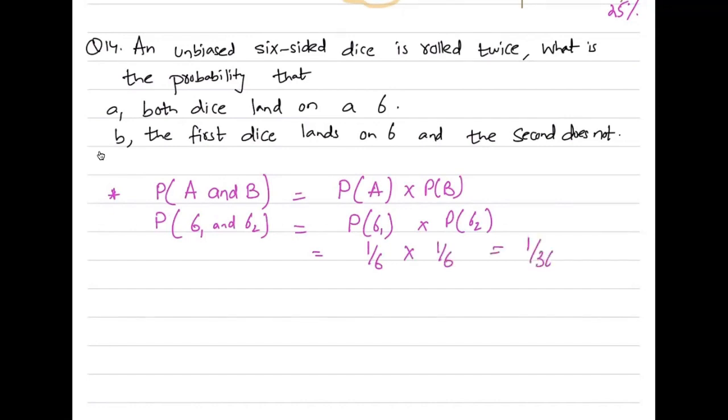So that is 1 out of 36. If you roll the dice and you get 6 and 6, that is 1 out of 36 times. So the probability is 1 out of 36. This means that if you were to roll it 36 times, there is a chance that one time you get 6 and 6.